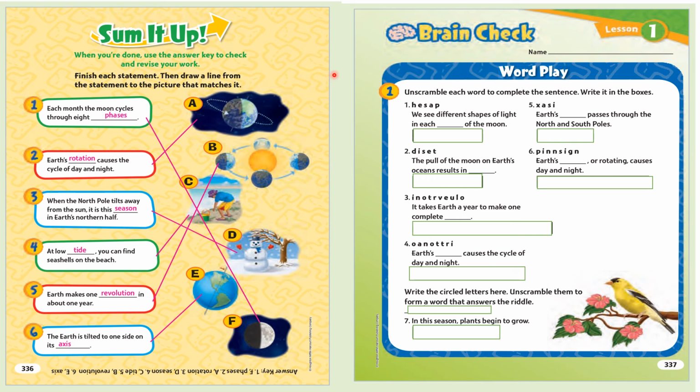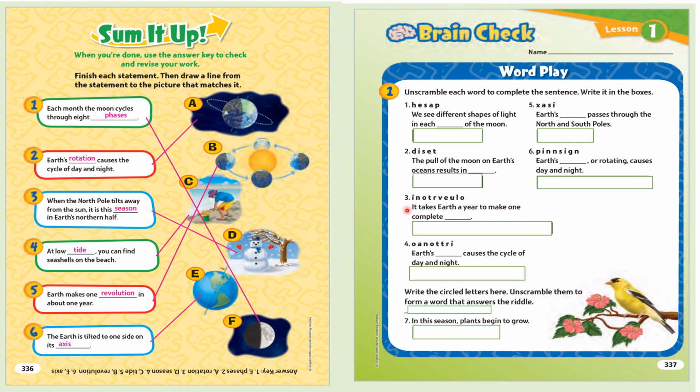Lesson 1. Brain check. Wordplay. 1. Unscramble each word to complete the sentence. Write it in the boxes. 1. We see different shapes of light in each blank of the moon. 2. The pull of the moon on Earth's oceans results in blank.